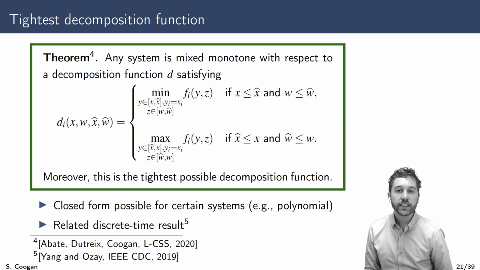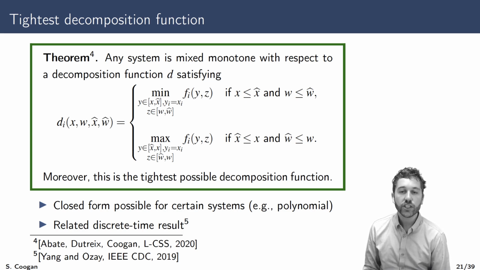This recent result answers an important question about mixed monotonicity, namely, how general is this mixed monotone property? This theorem tells us that the property is in fact very general, and its usefulness depends critically on availability of a tractable decomposition function. Note that while this theorem provides explicitly what is in some sense the best decomposition function, it is given in terms of an optimization problem to be solved for every set of arguments, and therefore it's generally not computationally tractable.